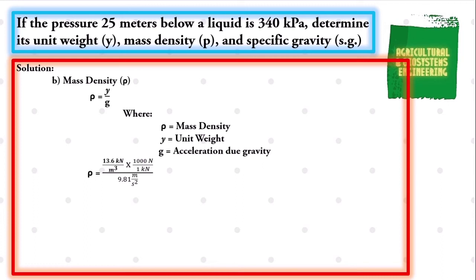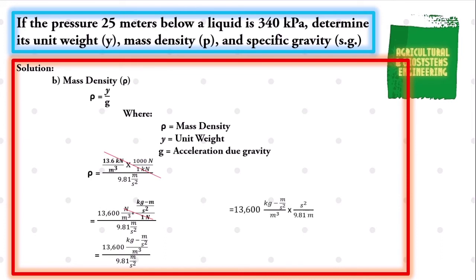We have to convert kilonewton to newton for easy solving. We use the conversion factor, 1 kilonewton is equal to 1000 newton. Kilonewton will be cancelled out, giving us 13,600 newton per cubic meter all over 9.81 meters per square second. Also, we know that newton is equal to kilogram meter per square second. We cancel out the newton unit, giving us 13,600 kilogram meter per square second per cubic meter, all over 9.81 meters per square second.